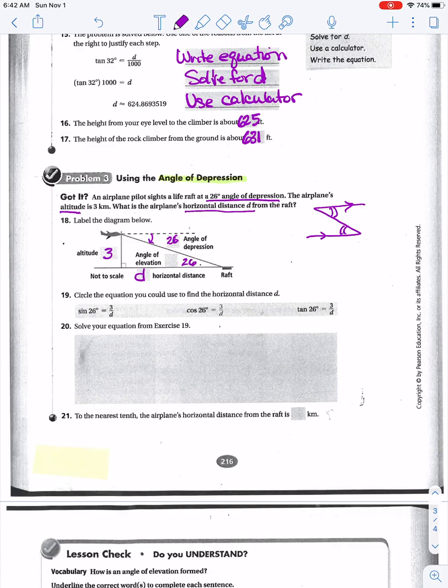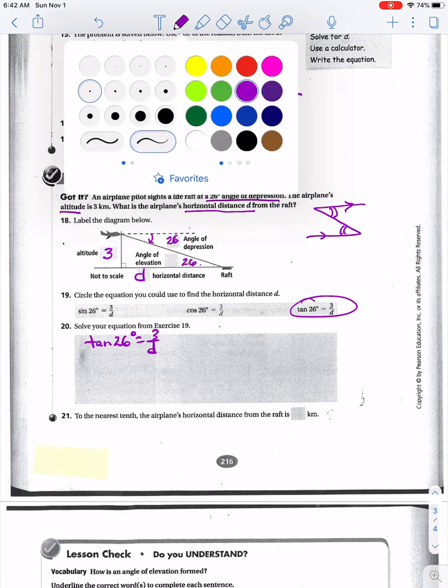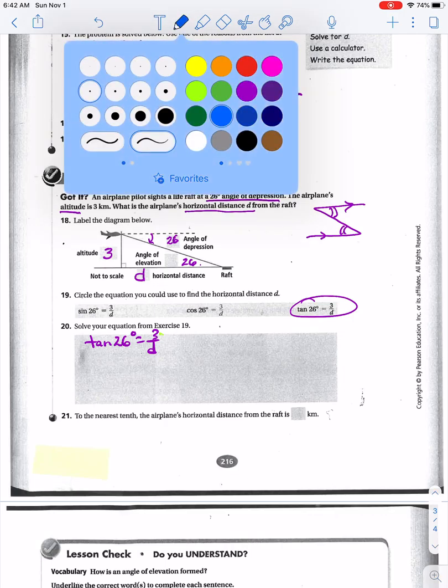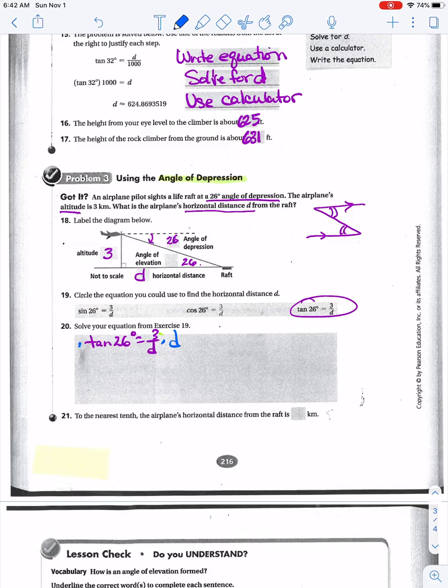Okay, so then it asks which one of these would be appropriate to solve the equation? Circle the one to find the distance. So check your ratios. You're going to see it's also going to be tangent like in our previous example. All right, so then it wants us to solve. Okay, so tan 26 is 3 over D. I would tell you to multiply both sides by D. Try again. So we'll multiply both sides by D.